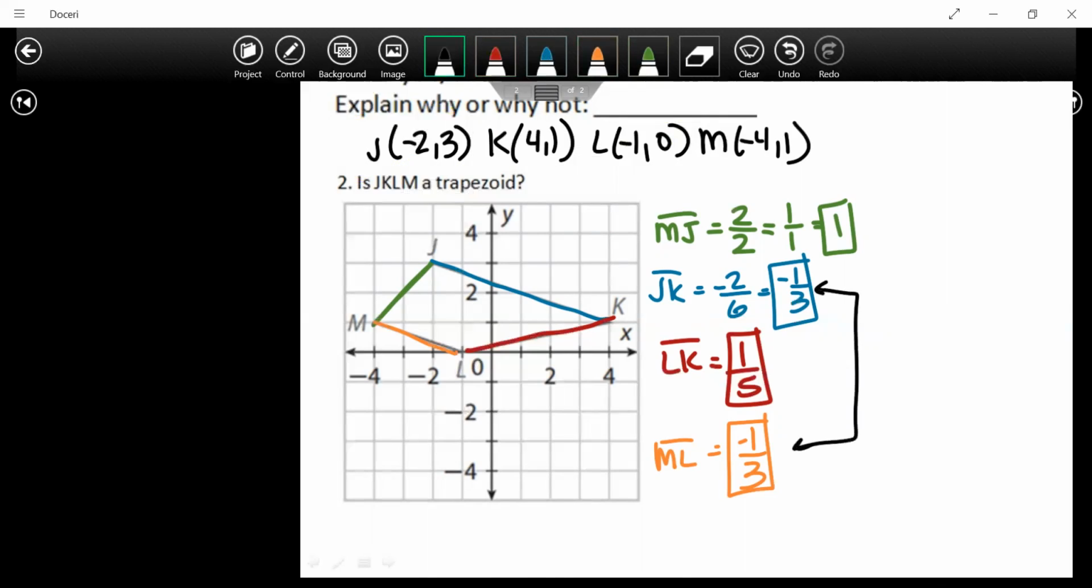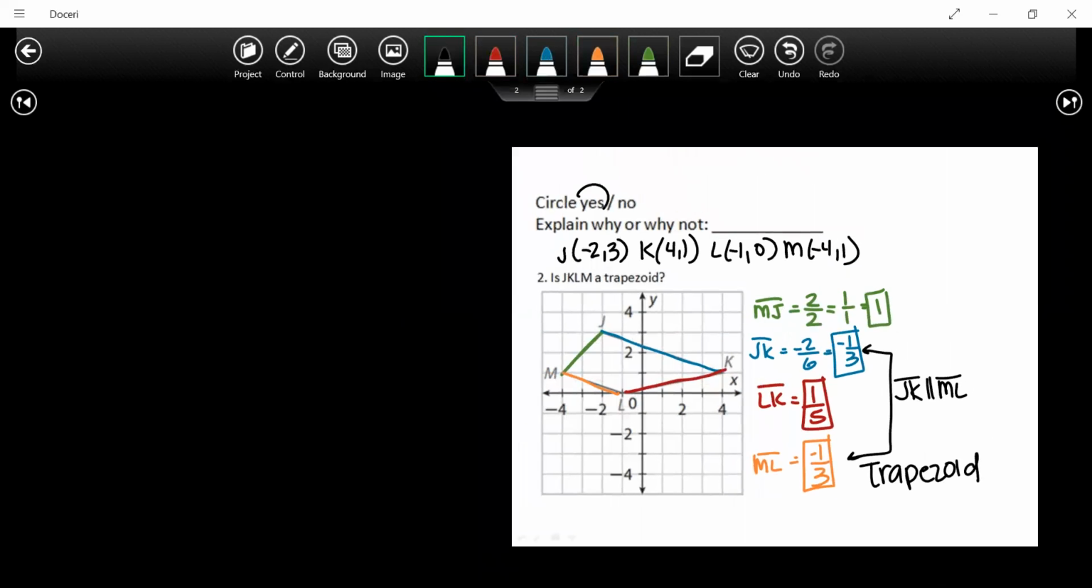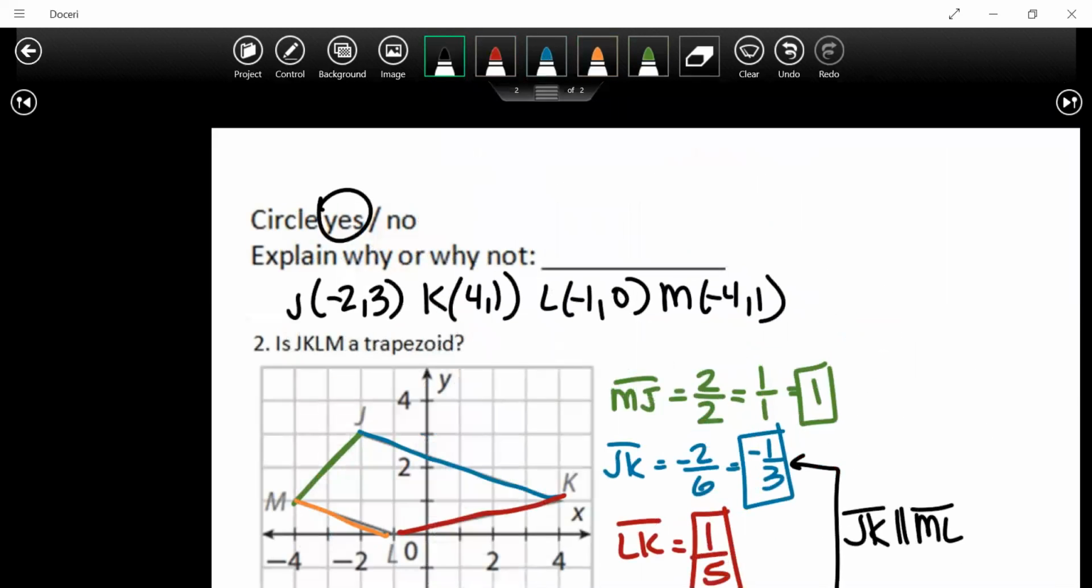So this is what I would want to see. I want to see JK is parallel to ML. If that holds, trapezoid. So I would say, yes, it is. Why or why not? JK and ML is one pair, and it is the only pair parallel.